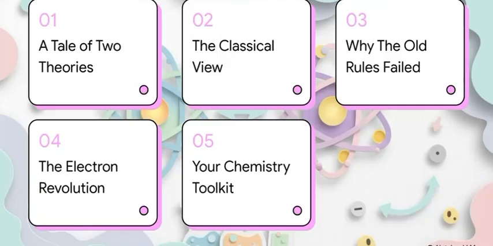So here's how we're going to tackle this. We're going to start with the old school way chemists thought about these things. Then we'll see where that theory started to fall apart. After that, we get to the modern view, which is a total game changer. And finally, I'm going to give you a super simple toolkit so you can look at any redox reaction and know exactly what's going on.